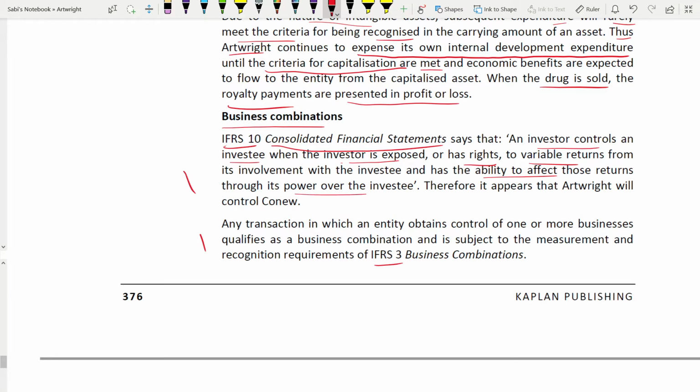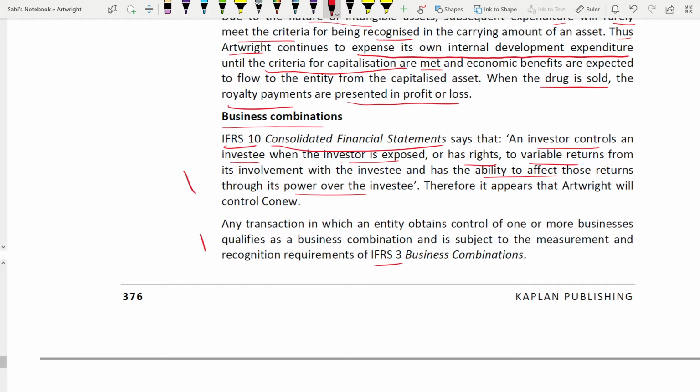Okay. Investor is having a control over the investment. They have an ability to direct. They have an ability to affect the returns that they are getting from their involvement with the investee. That is the meaning of control. Okay. So the exact definition as it is, you can take it.